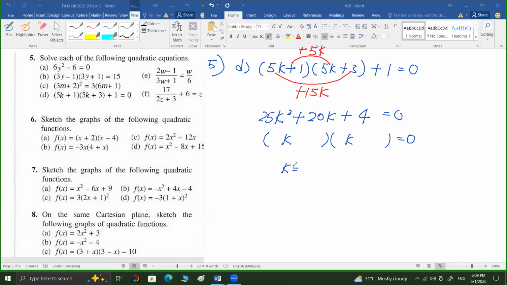Okay, key in. 25 equal, 20 equal, 4 equal. What did you get from the calculator, the first one? Yeah, negative 2 per 5. Okay, another one? Same, right? You got the same one. When you key in twice, it shows the same answer. Negative 2 per 5. Means we got one root, or we call it same roots.